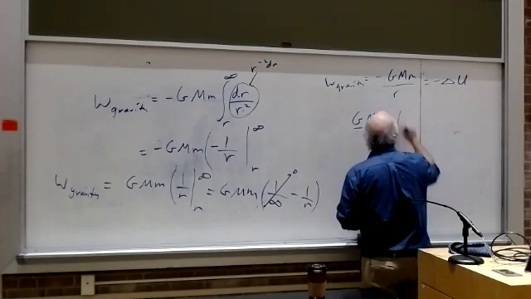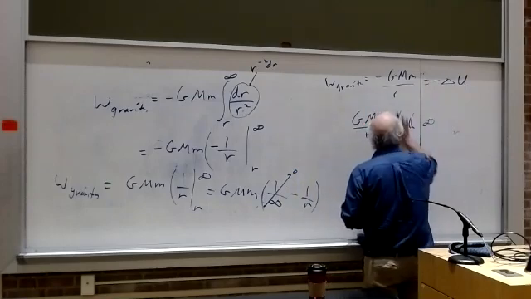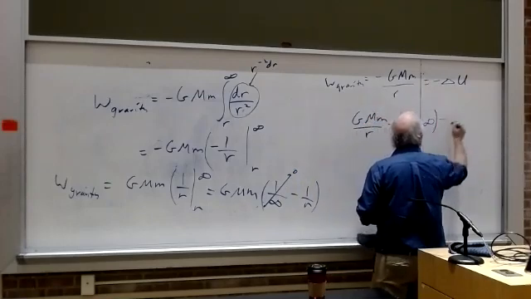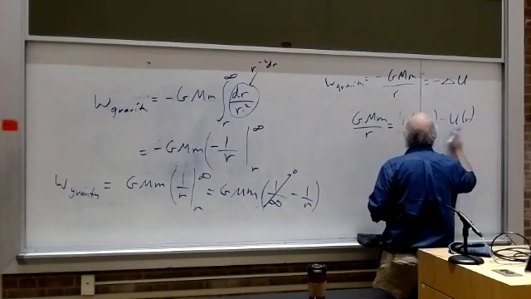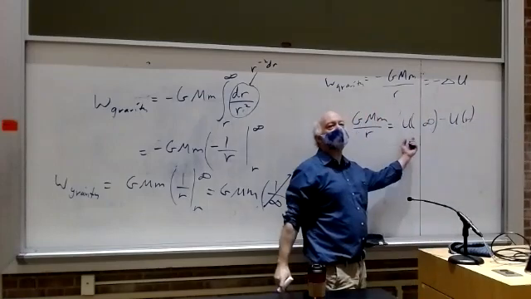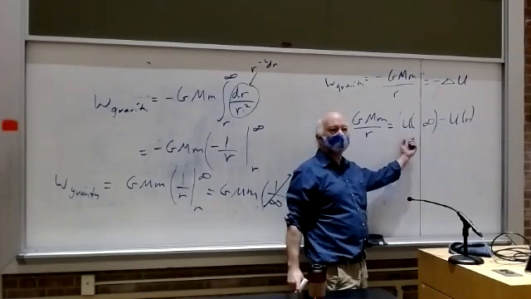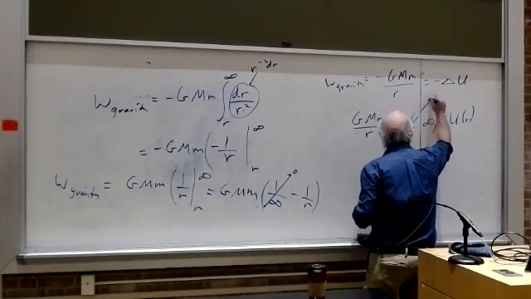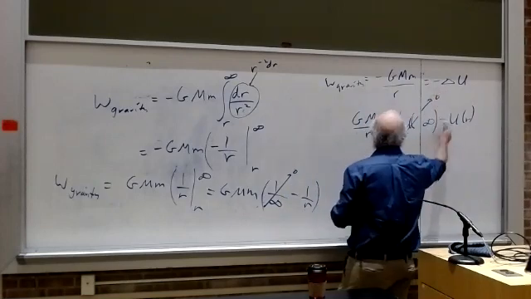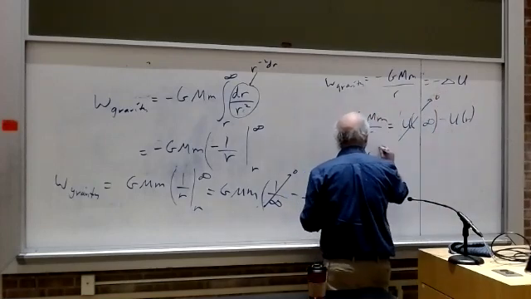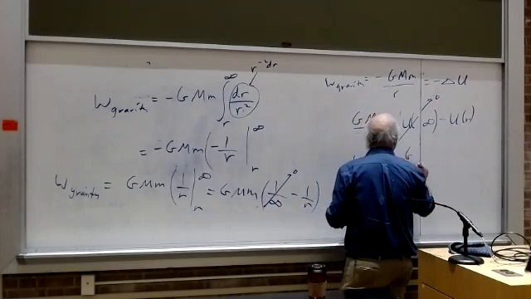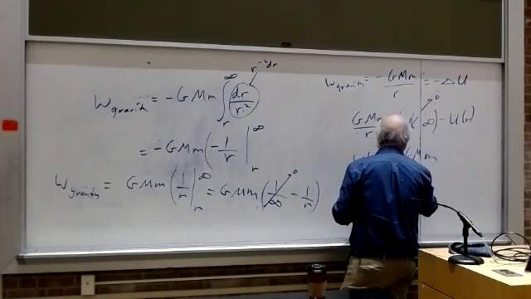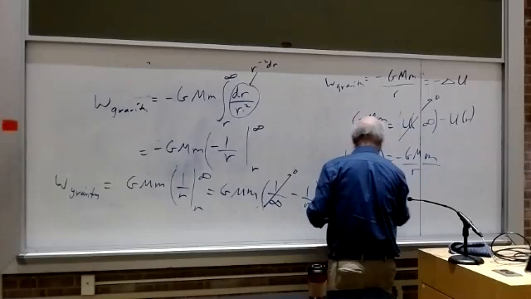This is going to be U at infinity minus U at r. U at infinity is by definition 0. So then I can solve for this guy here. So U gravity is minus big G, big M, little m over r.